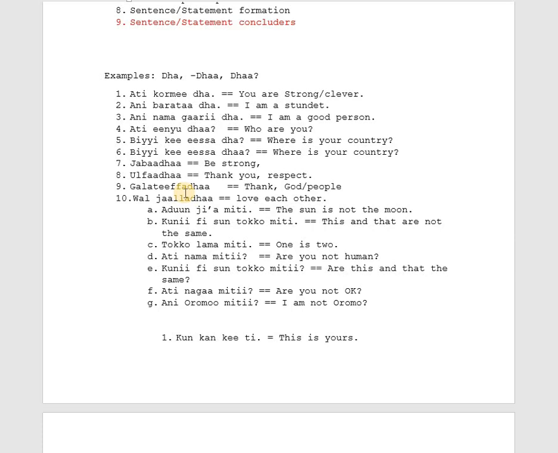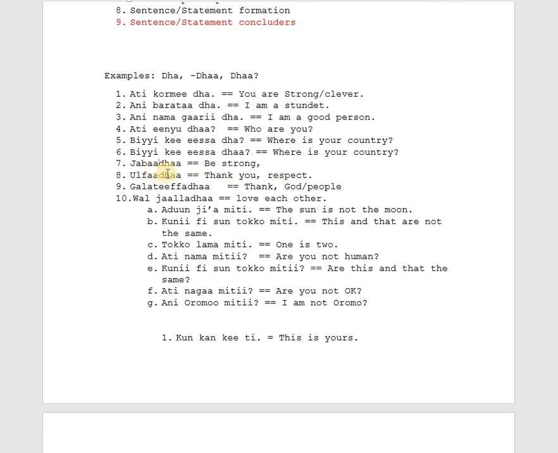to plural, and also reflective. Reflective means it more like, how can I say? Like here, Waljalada, love each other. So it refers to both or all of the people. It is more either plural or as a indication of respect.